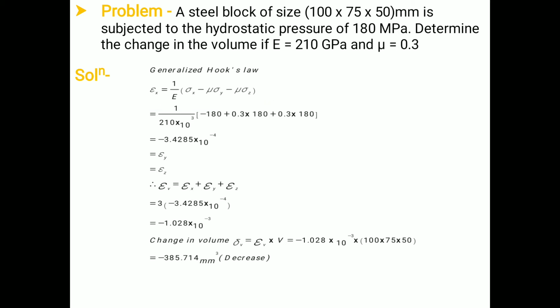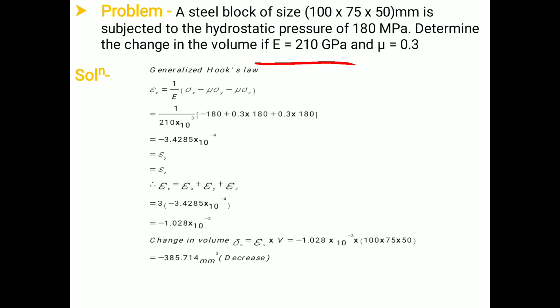If I put the value of E, that is 210 GPa, it is 210 into 10 raised to 3 MPa, into sigma x which is 180 MPa. Now it has a minus sign because sigma x will try to compress the body under the action of hydrostatic pressure. Therefore it has a minus sign. Minus mu into sigma y. Again we have the value of sigma y as minus, therefore minus minus will become plus, and the same thing will happen with sigma z also.